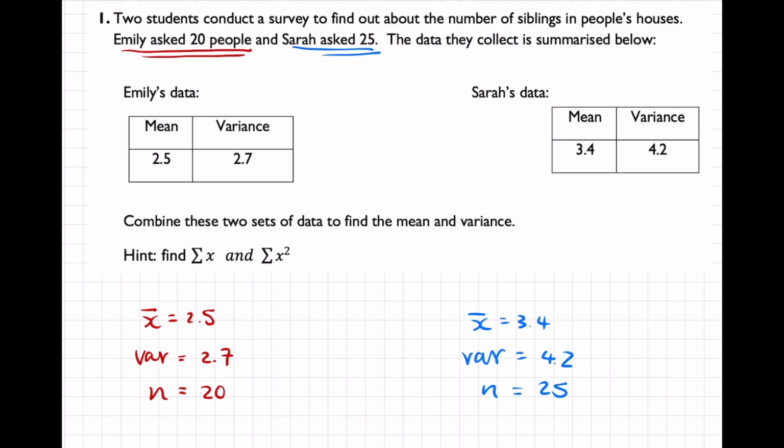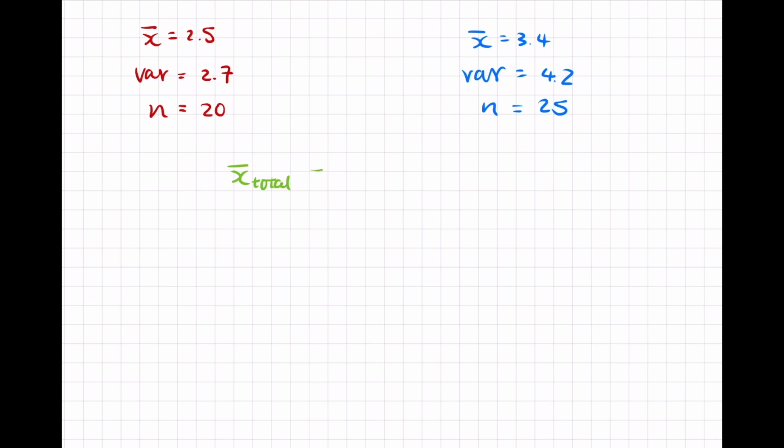Now what we need to do is combine these two sets of data and find the total mean and total variance. The total mean does not equal the first mean add the second mean divided by 2 because n is different in the two sets of data. So we know the total mean equals the total sum of x over the total n. We now know the total n is 20 plus 25.